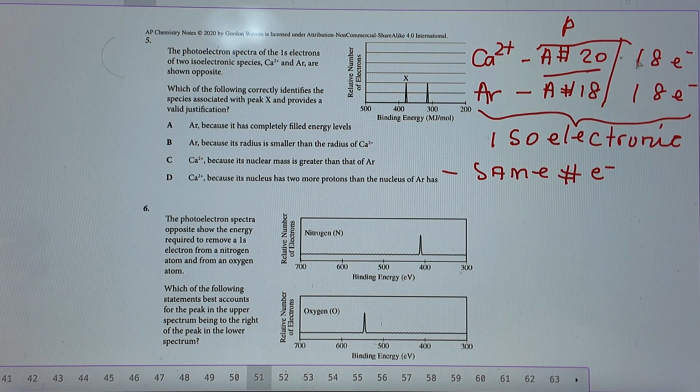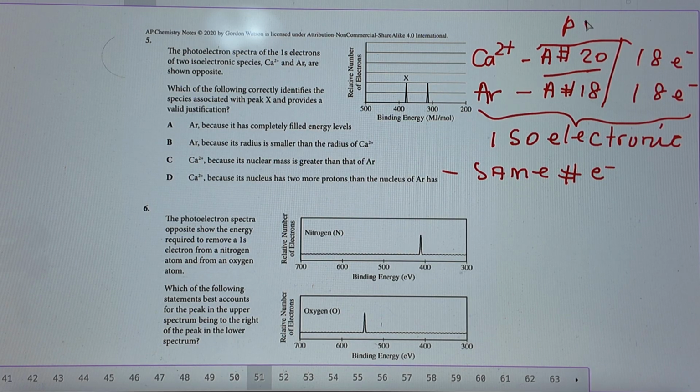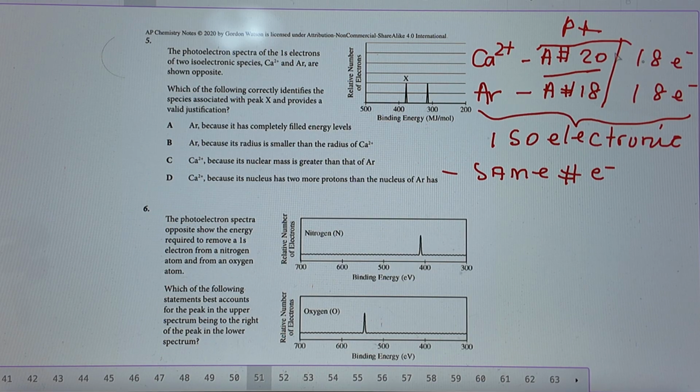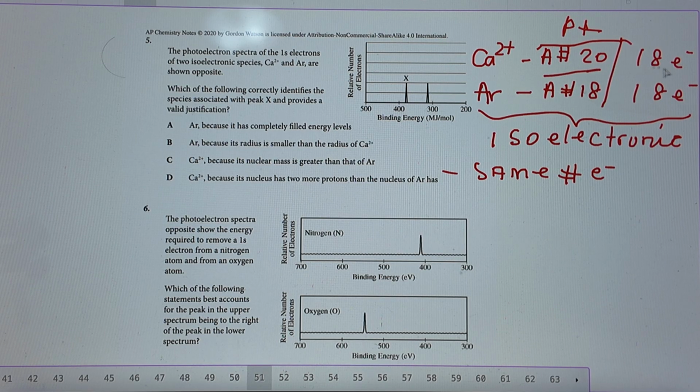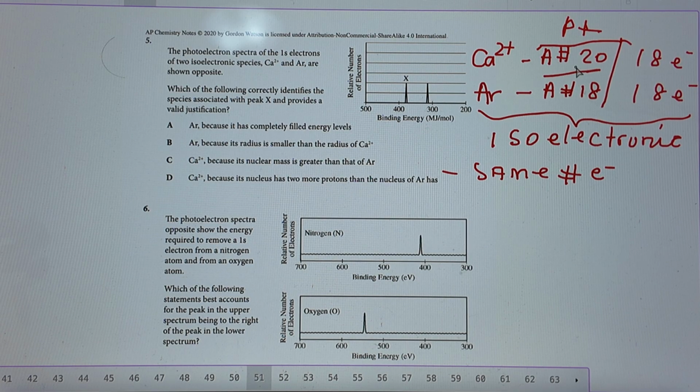So that means its binding would be stronger because there's 20 positive charges and it's just a stronger pull here because there's just more magnets, let's say, at play. And so naturally, if you have 20 protons versus 18 protons, you end up pulling these electrons in tighter here. And so it'll give a higher binding energy. So let's kind of look for that.